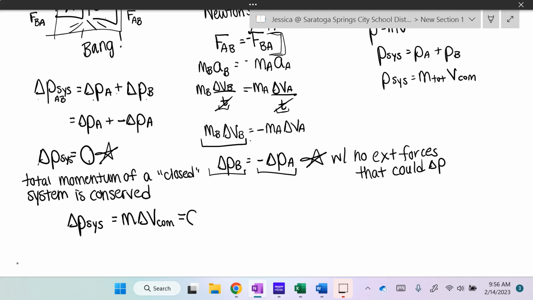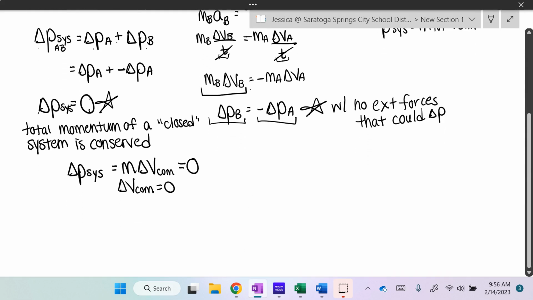Now, if our change in momentum is 0 in a closed system, then that means our change in velocity of the center of mass is 0. So if our center of mass was like 2 meters a second beforehand, then our center of mass is 2 meters a second afterwards. And that can have some really cool effects. So not only is the total momentum the same, but the velocity of the center of mass remains the same.